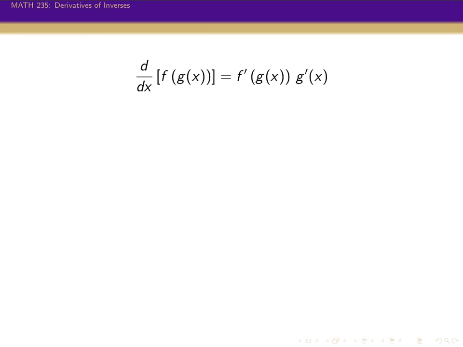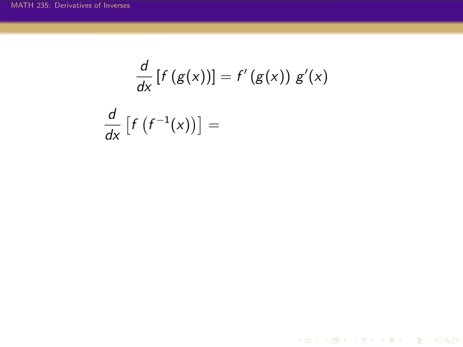So this is all going to revolve around the chain rule, which we've been using quite a lot lately. Remember, the chain rule is if we have one function plugged into another and then we want to take the derivative, then that's equal to the derivative of the outside with the inside plugged in, and then times the derivative of the inside.